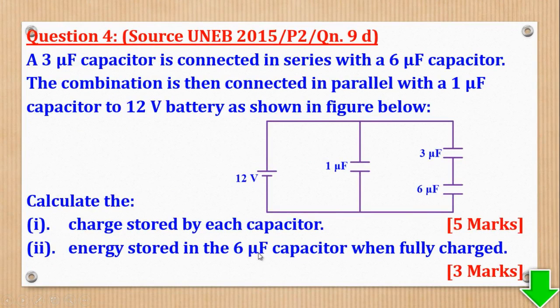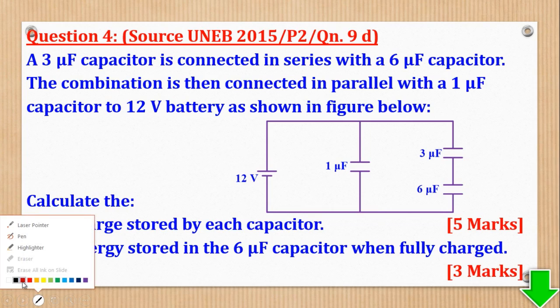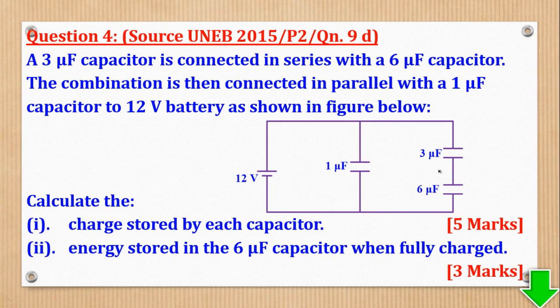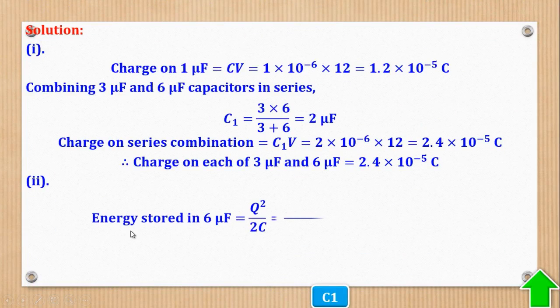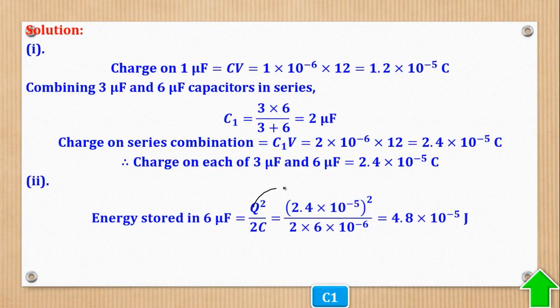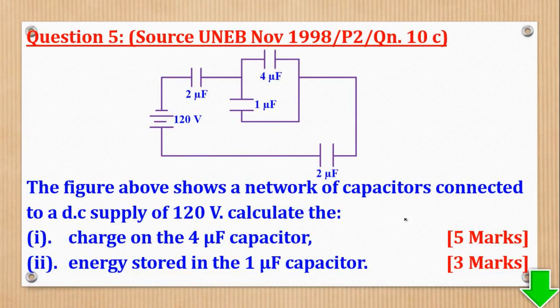Roman 2, they want the energy stored in the 6 microfarad capacitor when fully charged. So they want this. The good thing is we know the capacitance and also the charge. So you come up with the energy stored as Q squared over 2C. So the charge is that and the capacitance is that. You come up with this as the energy stored. So that was question 4.